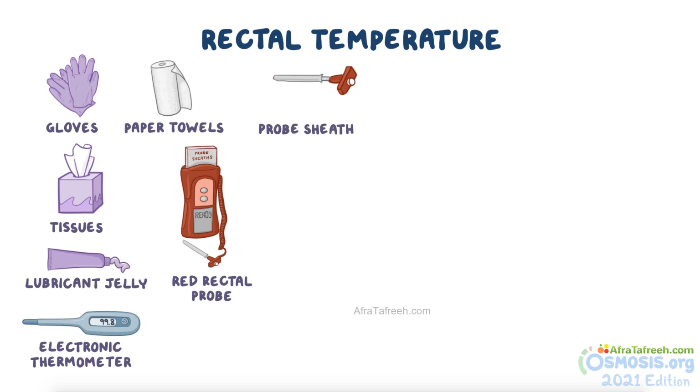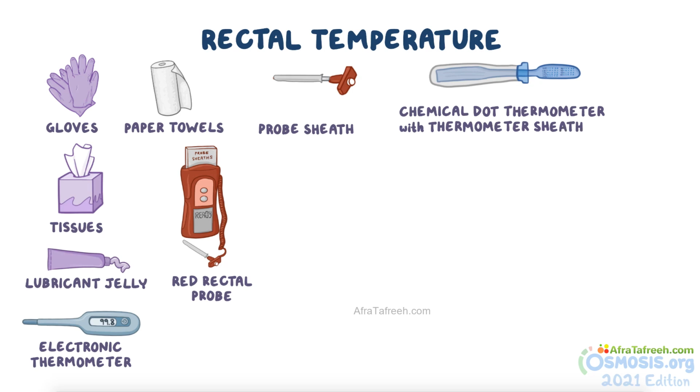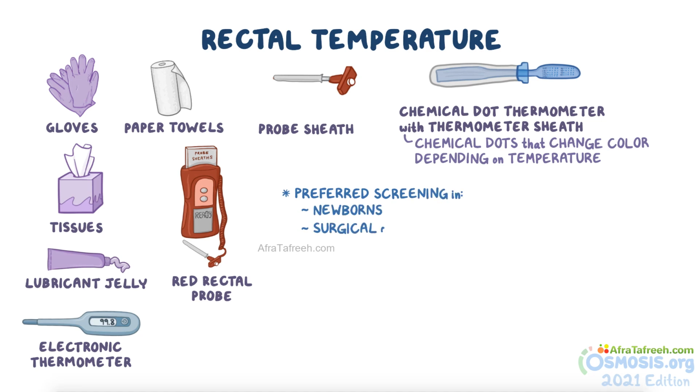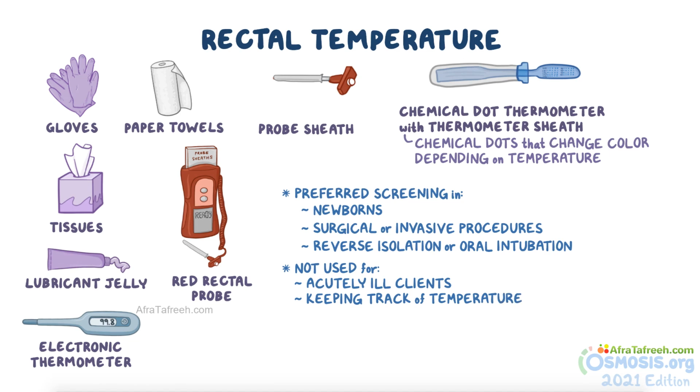Alternatively, you can also use a chemical dot thermometer along with a thermometer sheath. This type of thermometer has chemical dots that can change color depending on the temperature. It is often preferred for screening temperature in newborns as well as during surgical or other invasive procedures. It's also preferred for those in reverse isolation or oral intubation. However, it is not used for acutely ill clients or for keeping track of temperature in clients undergoing treatments.